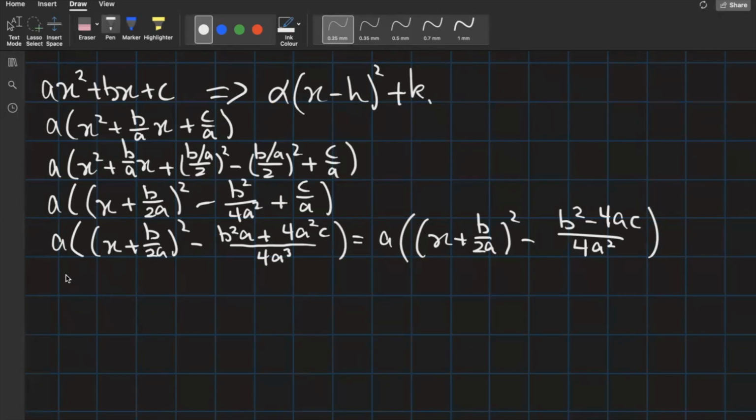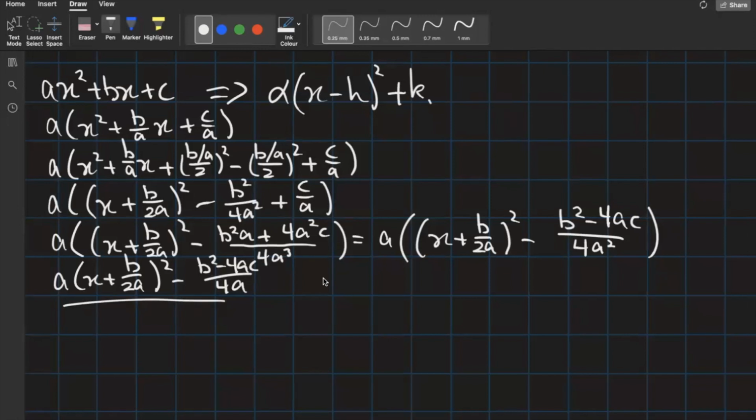So that is equal to a(x plus b on 2a) squared, subtract, so we're just multiplying the a through this. So we'll just take a power of a away from the denominator. So b squared minus 4ac divided by 4a.